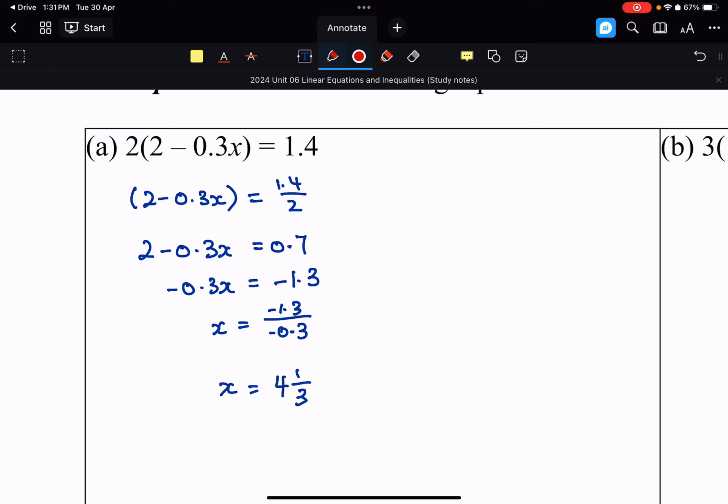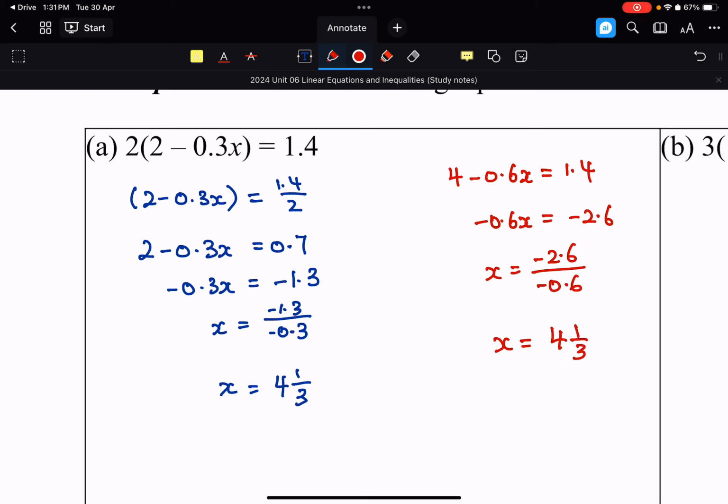Alternatively, we could also just expand the whole thing, right, and get 4 minus 0.6x equals 1.4. So negative 0.6x equals negative 2.6. How do I get that? 1.4 minus 4. So x equals negative 2.6 over negative 0.6, and we should get the same result.